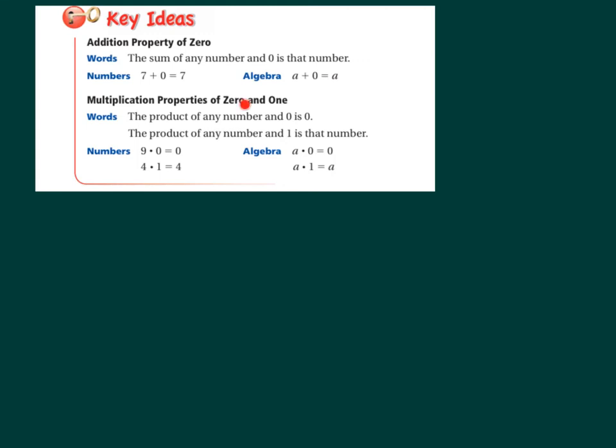Multiplication properties of 0 and 1, we have two different things here, because if I multiply any number by 0, I know 0 is going to be my output. So here's what it shows algebraically for that also. And then the identity property for multiplication, if we multiply any number by 1, we're going to get that same number back out, and it shows it algebraically over here. So really, when it says the identity property of multiplication, you're multiplying by 1. When it says the property of 0 for multiplication, you're multiplying and you're getting 0 for an output.